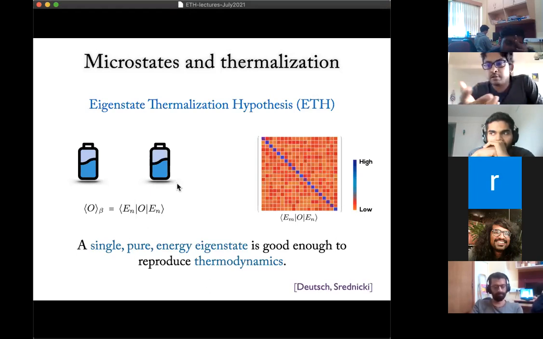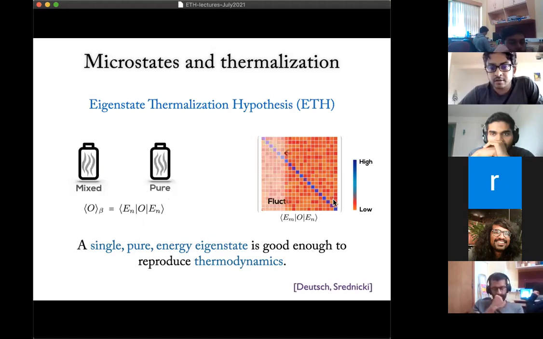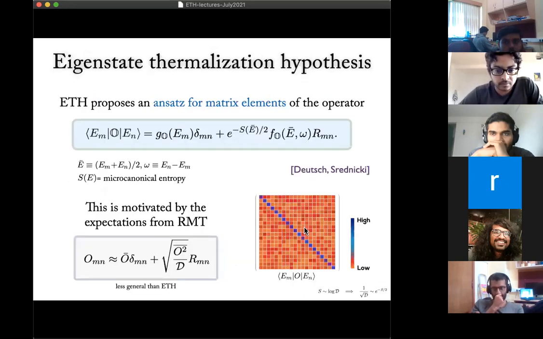Okay, so now let's discuss ETH. This is the idea that you have a mixed state, which you get by heating up this bottle with fire, and a pure state, by exciting this bottle using a laser. ETH proposes that the thermal expectation value of a local operator O is going to be the same as the expectation value in the pure state, the energy eigenstate which you created by exciting using this laser. As we saw, the diagonal matrix elements encode the equilibrium values and the off-diagonal matrix elements encode the fluctuations. Therefore we need the equilibrium values to be much larger, and the fluctuations should be suppressed. They should be smaller.